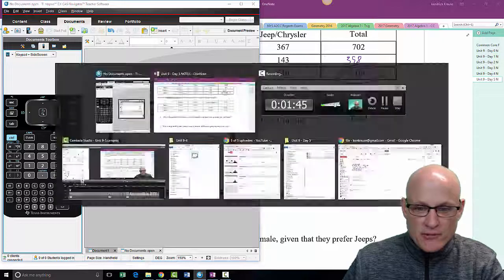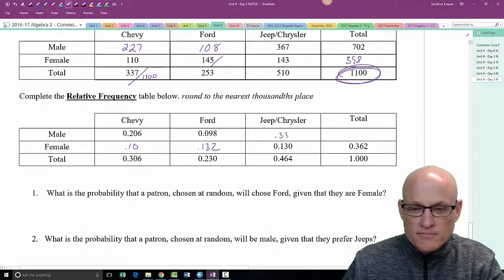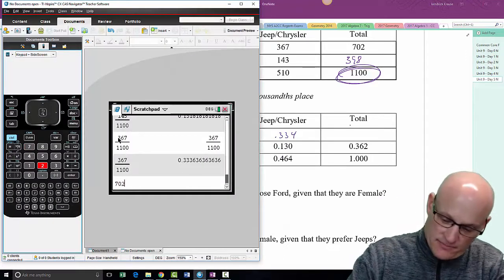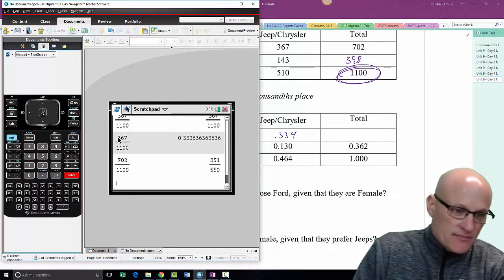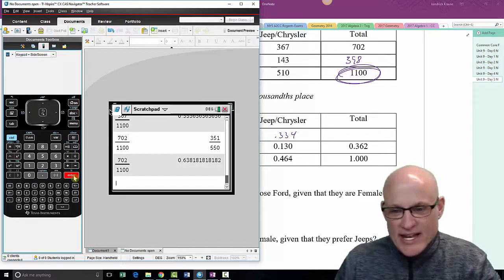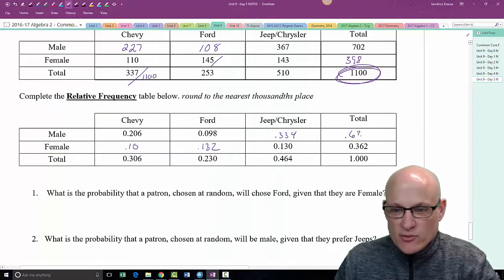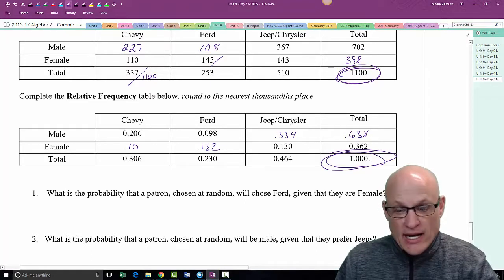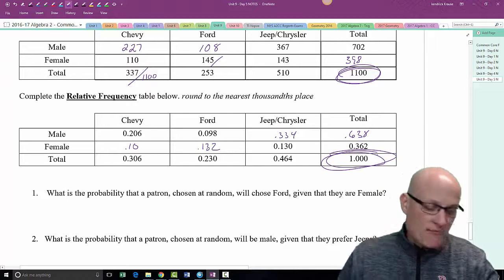And 0.334. Because if I add these up, they should be 464, right? If I add all these up, they should be this, right? And finally, this number over here, 702 divided by 1,100. And I get 0.638, and 0.638 plus 0.362. Remember, they've got to all add up to 1. So I fill it out.